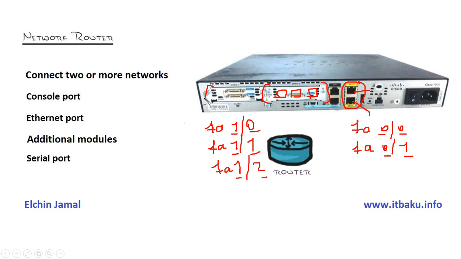If you have any additional modules with extra 2 ports, in this case the labels of these ports will be fast Ethernet 2/0 and fast Ethernet 2/1. It doesn't matter which number of this module we have. It's just an example I'm showing you here. It depends on the module. Some modules have different numbers. So you will see the labels like this.